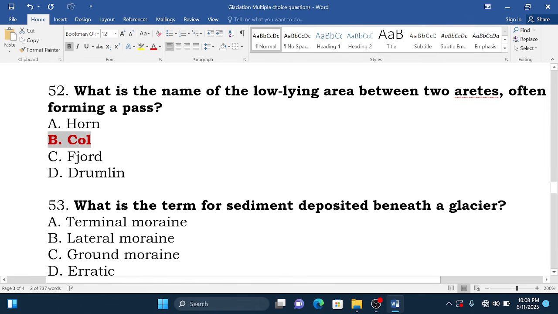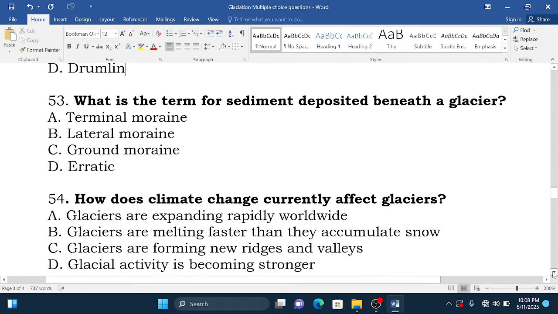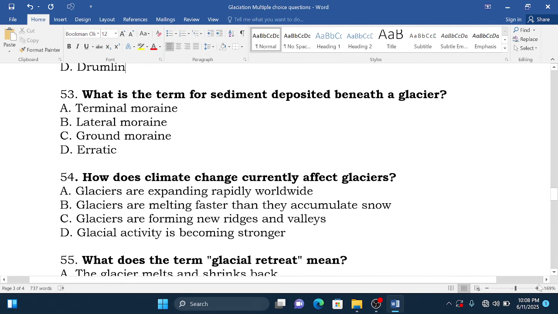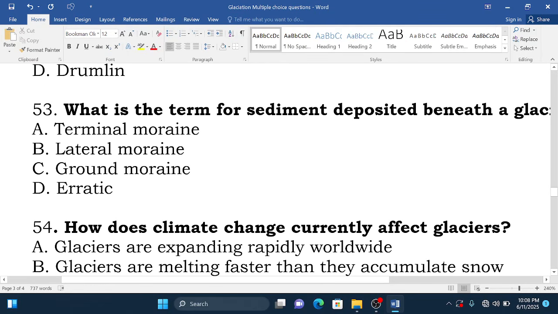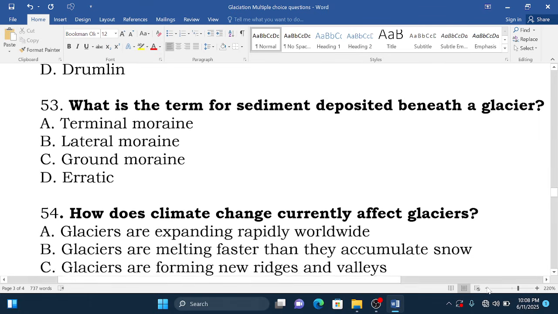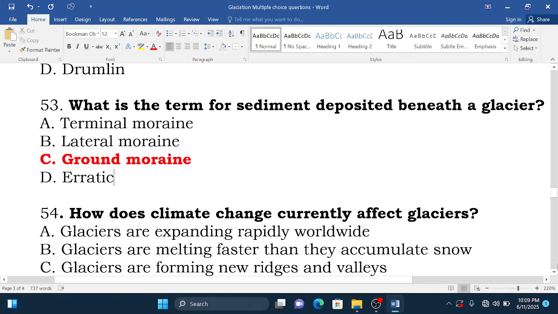We reach question number 53. The question is asking, what is the term for sediment deposited beneath a glacier? The sediment deposited beneath a glacier is called ground moraine. So the correct answer is C.